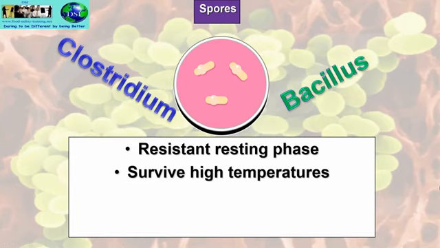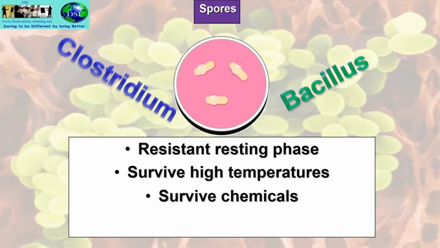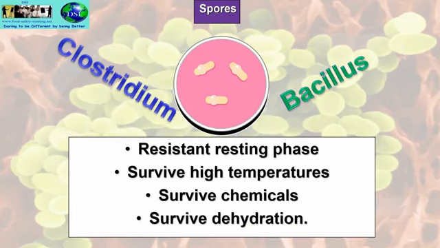Now, spores can survive high temperatures. For example, up to 2,500 degrees C, a rocket taking off, and minus 200 degrees C from liquid nitrogen. They can survive chemicals such as disinfectants. They can survive dehydration.